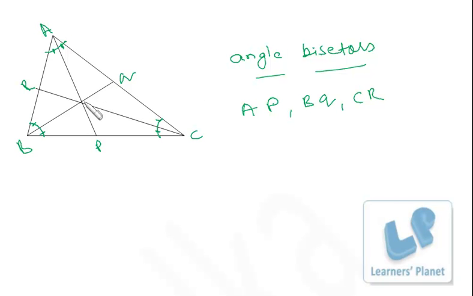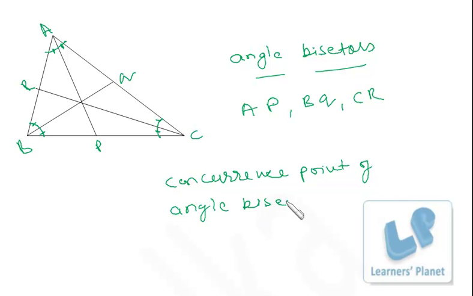Similarly, we name the concurrence point of angle bisectors, as we have done in the case of altitude, that was the orthocenter. In case of medians, the concurrence point of medians was the centroid. Similarly, the concurrence point of angle bisectors is the incenter, right? Concurrence point of angle bisectors is the incenter. So this is precisely an incenter.